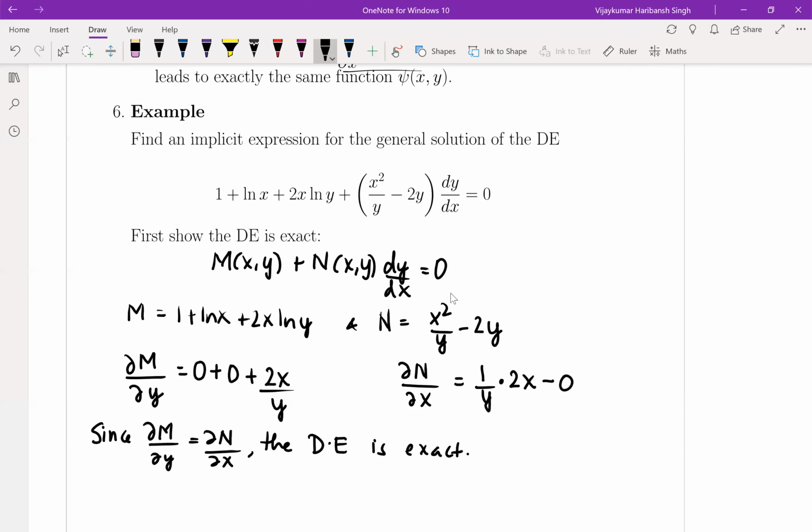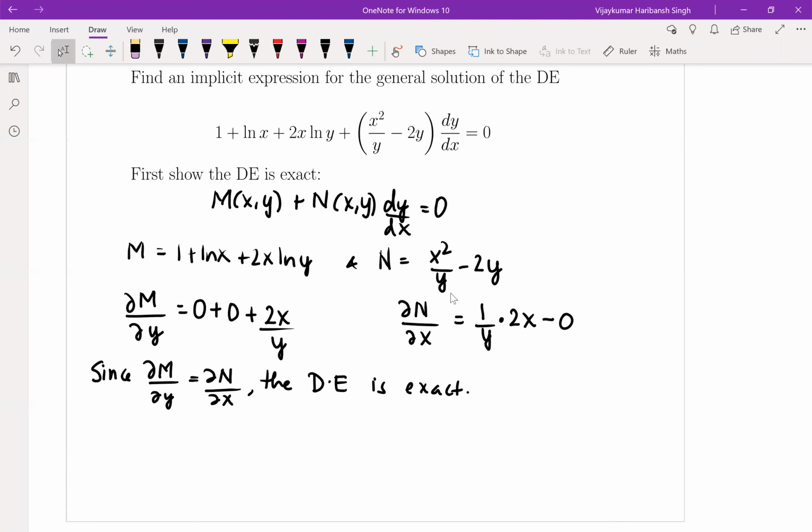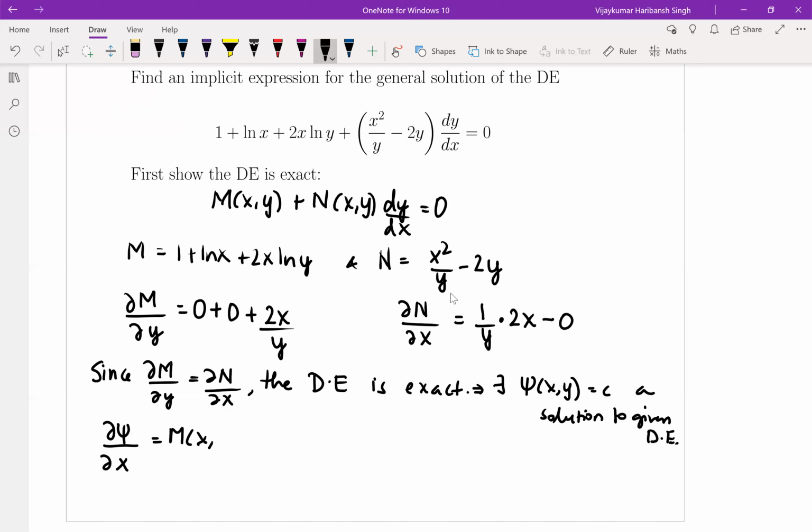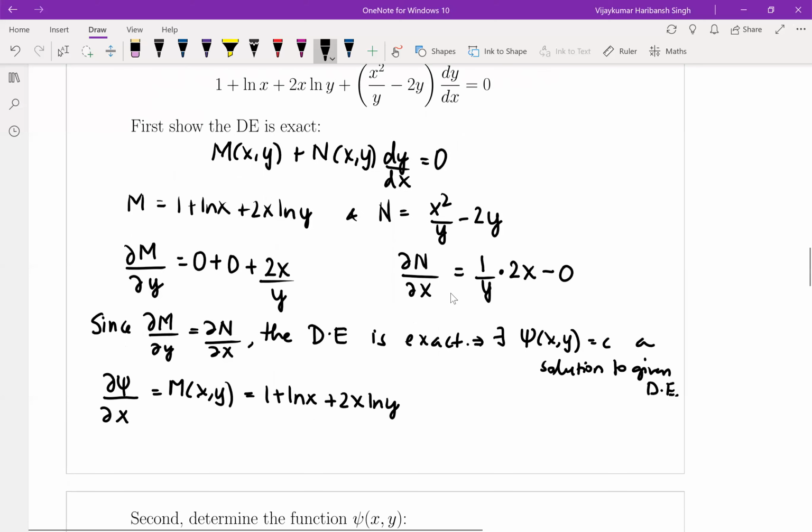And since it's exact, there is an easy way of finding the solution. So you start with equating. We know, so this implies there exists phi of x,y equals c, a solution to the given differential equation. So now I'll start. I will say this is equal to M(x,y), which is 1 plus ln x plus 2x ln y. So I'm going to integrate this with respect to x.